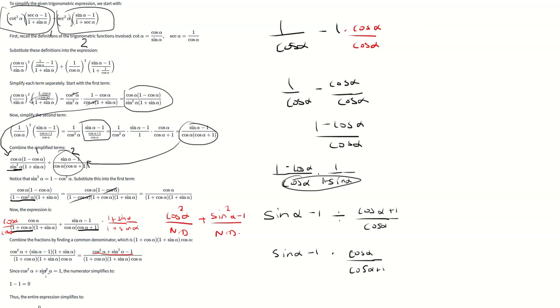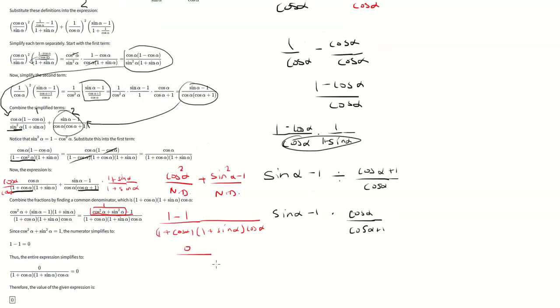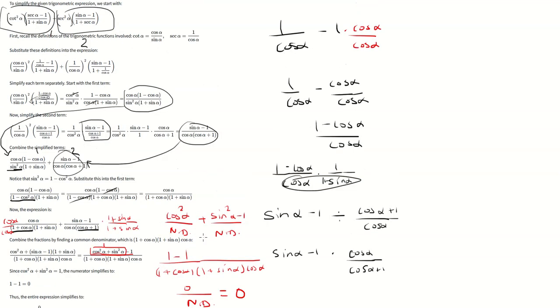But notice that cosine squared plus sine squared is equal to 1. So this is equal to 1. So really you have 1 minus 1 over the new denominator. And then 1 minus 1 is equal to 0. So it's like 0 over the new denominator, which is in this case not equal to 0, so this will equal 0. So therefore, whatever expression we first started with is going to equal 0.